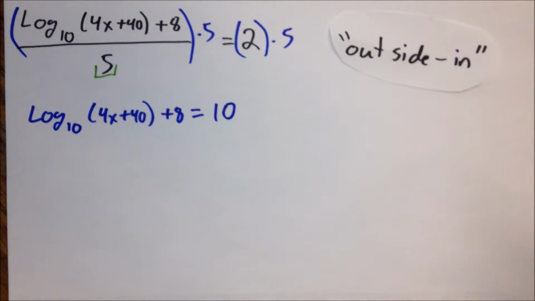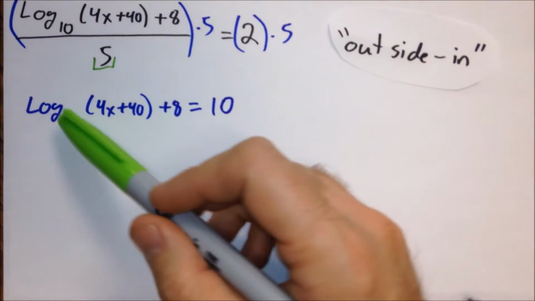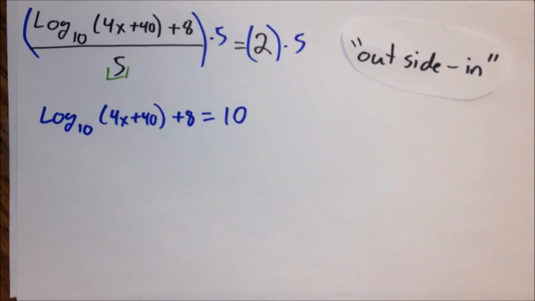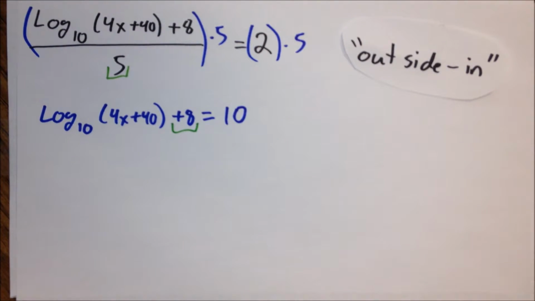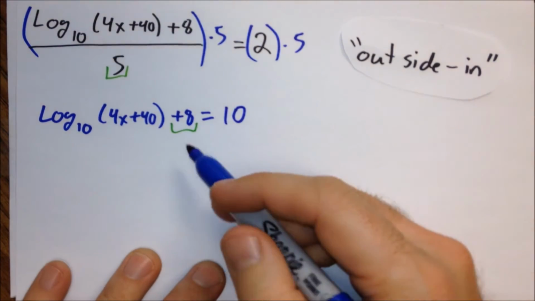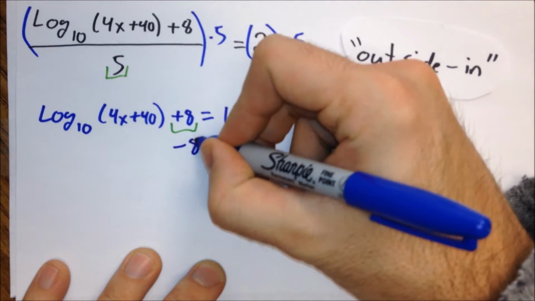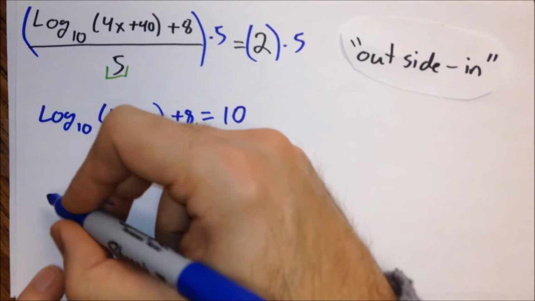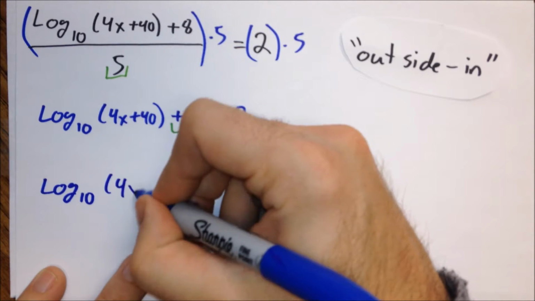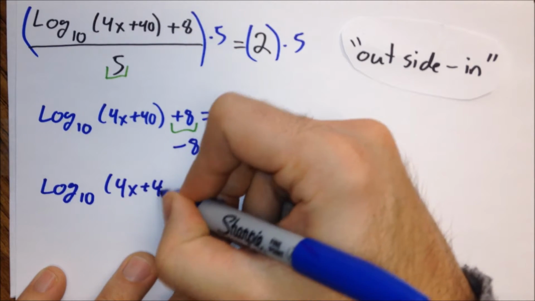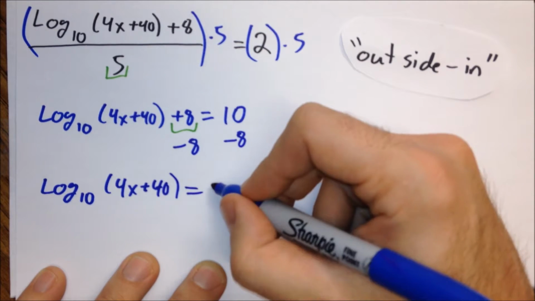Now I look through this equation again, and I see that this whole part went into the log, and then after I operated on the log, I did the plus 8. So plus 8 was the last thing to happen, so I'm going to subtract 8 from both sides, and I will get log base 10 of 4x plus 40 is equal to 2.